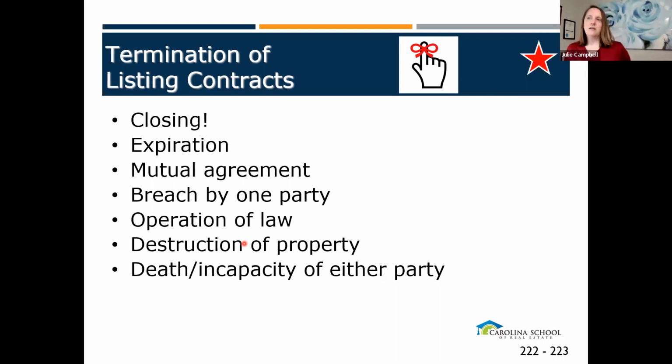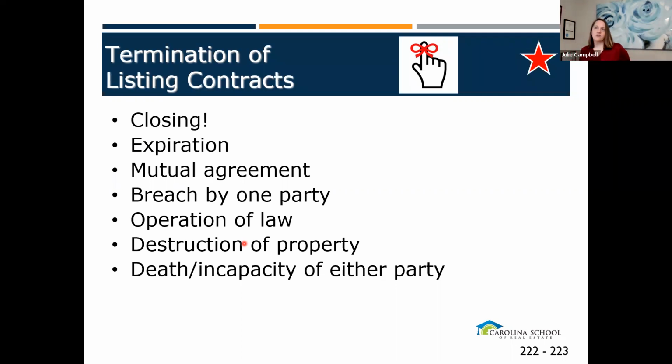Breach by either party. We saw briefly last night that the firm has duties to the seller, and the seller has duties to the firm. If either one violates their duties, that's breach, and that could terminate the listing agreement. Operation of law. If the judge takes the property from the seller, maybe it's a bankruptcy or a foreclosure or an adverse possession. If the judge takes the property for any reason, it's no longer the seller's to sell. That would terminate our agency agreement.